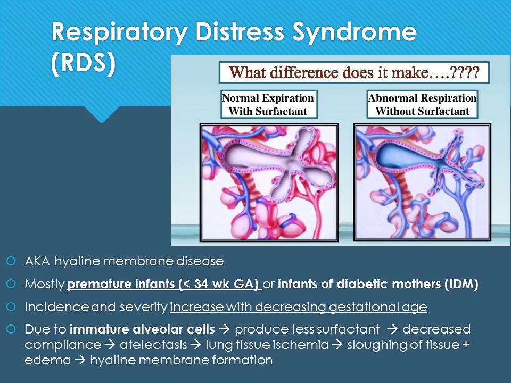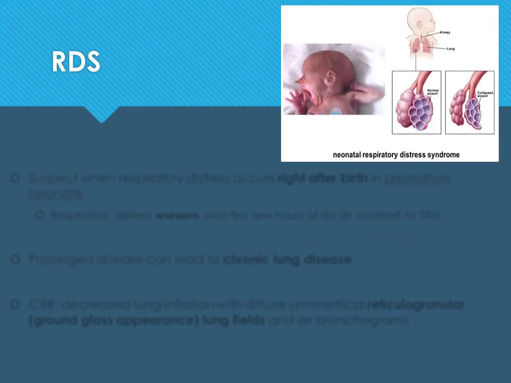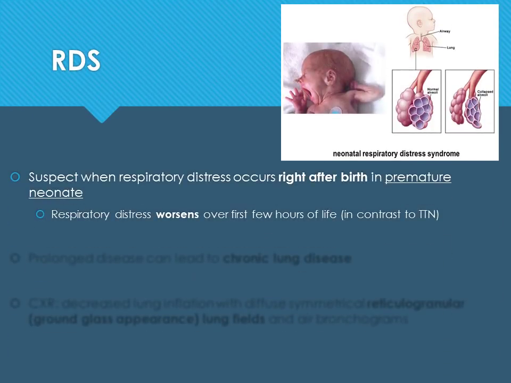The pathophysiology of this is immature alveolar cells. So the alveolar cells should produce surfactant, and surfactant helps to keep the alveoli nice and open. If an infant is born too premature, they don't have enough surfactant, and so their alveolar cells are collapsed, or they have atelectasis. That proceeds to lung tissue ischemia and sloughing of tissue and edema, and then hyaline membrane formation. So we suspect RDS when respiratory distress occurs right after the birth in a premature neonate.